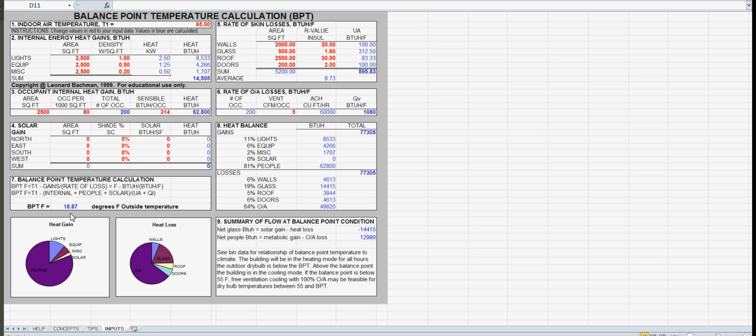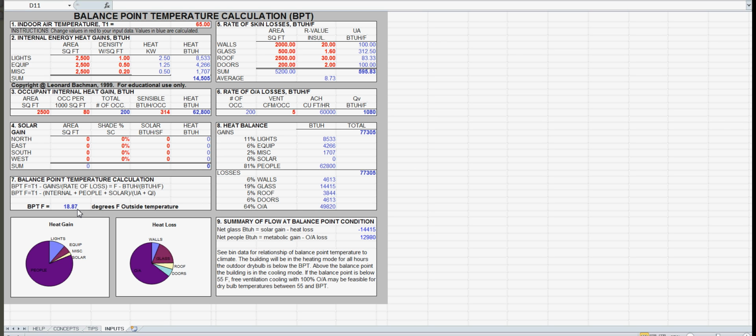Whenever the outdoor temperature is above the balance point, within, say, 5 degrees, the building will need some sort of cooling. Now, we don't always need mechanical cooling, because between the balance point temperature and about 55 degrees, we can use outdoor air to provide 100% free cooling. We just use 100% outside air, and that's enough to cool our building.